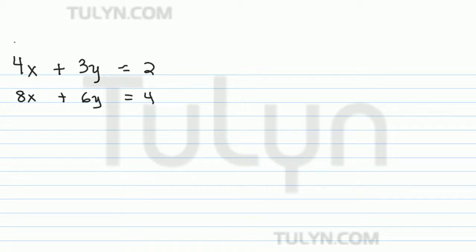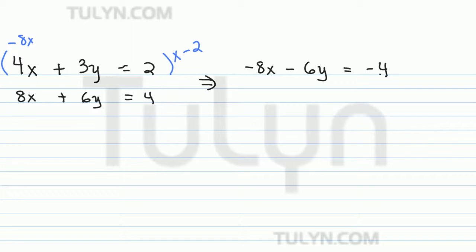Let's say I want to get rid of the x. If we multiply the first equation by -2, we'll see that we get a minus 8x here, which will cancel out with a positive 8x once we add them together. So let's do that. We get minus 8x minus 6y is equal to minus 4 in the top, and the bottom equation stays exactly as it is. No change there.